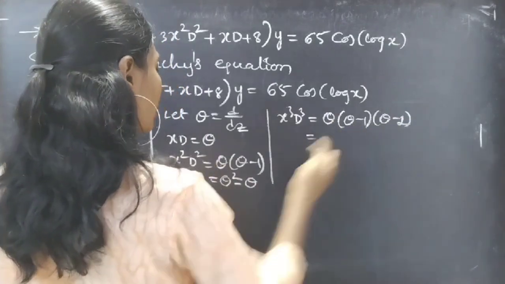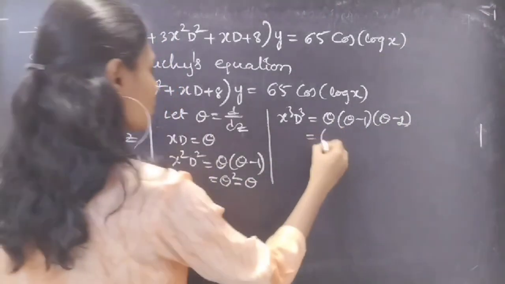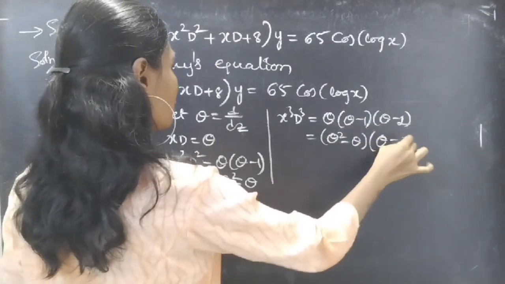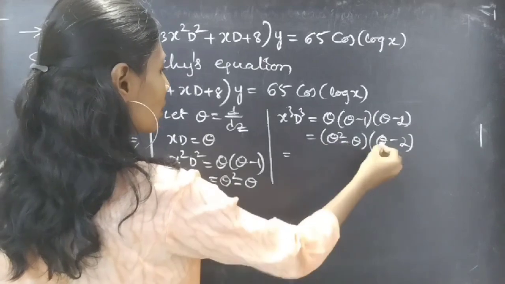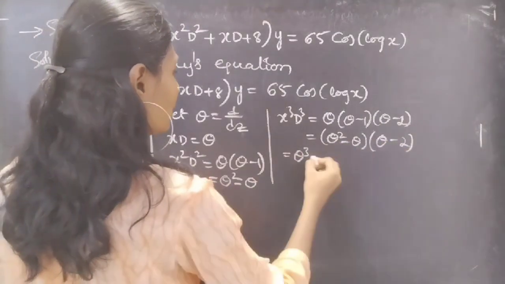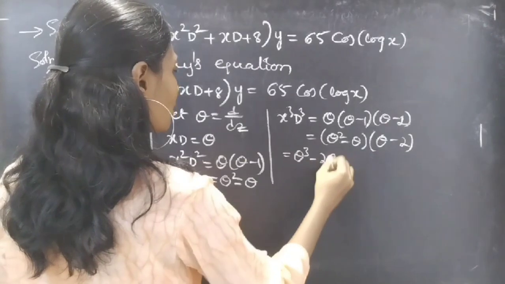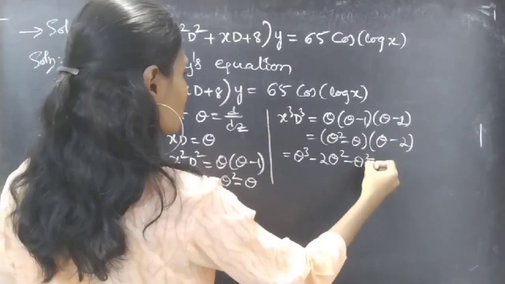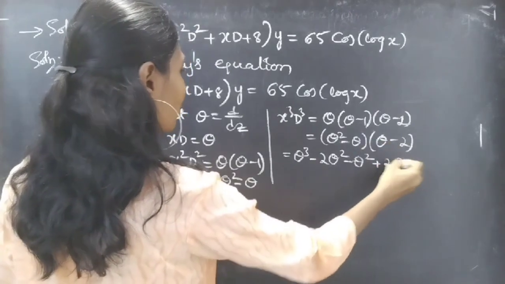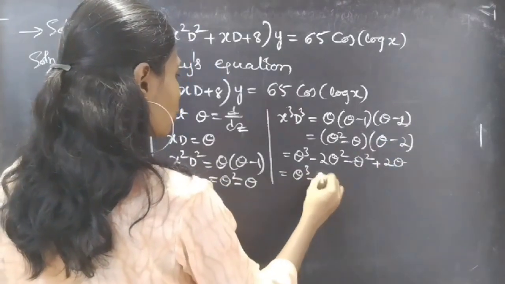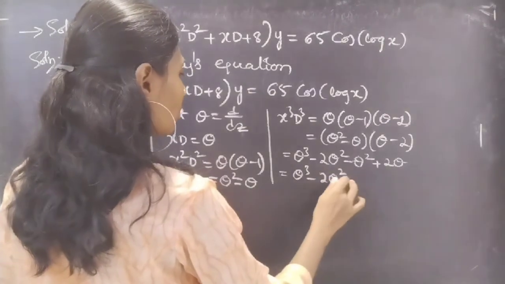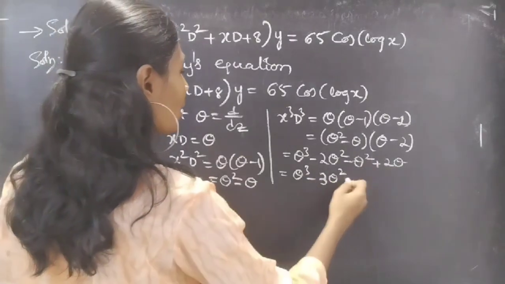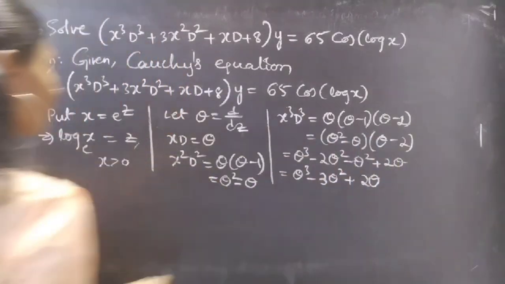We know that theta(theta − 1) is theta² − theta. So let's write (theta² − theta)(theta − 2), which equals theta³ − 2theta² − theta² + 2theta, which is theta³ − 3theta² + 2theta.